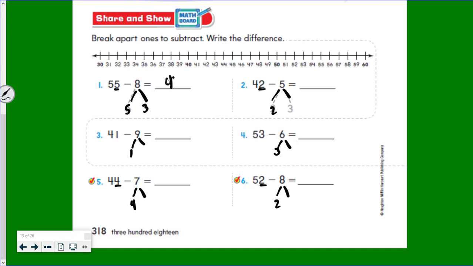Let's do one more together, and then you can do the rest on your own. Okay, so 42, I'm going to take away 2 to make 40. Okay, so I'm at 40. I have to take 3 hops back. Let me go ahead and write my 3 in there. So 40, taking 3 hops back. 1, 2, 3. Okay, so 37.